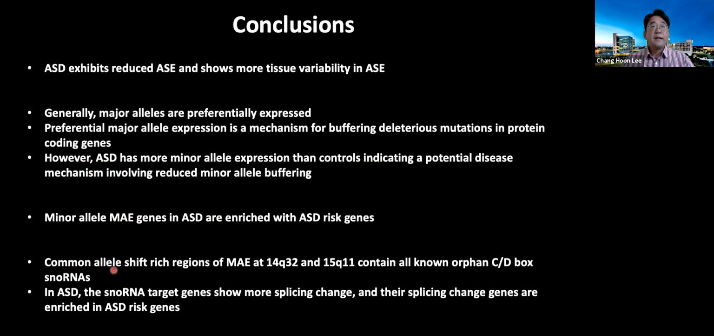Also, common allele-specific rich regions in monoallelic expression genes at 14q32 and 15q11 contain all of the orphan C/D box snoRNAs that change alternative splicing. In ASD, the RNA target genes show more splicing change. And then these splicing-changed genes are strongly enriched in ASD risk genes and contribute to ASD pathogenesis.